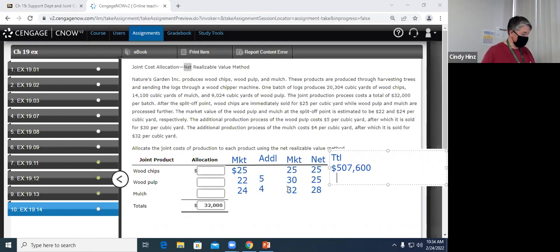So wood pulp, we have 14,100 cubic yards of, let me just clear my calculator. We'll do the wood pulp. I'm sorry, they have them in the opposite order. So let's go to wood pulp next because that's what's next in our table. 9,024 cubic yards of wood pulp in line 3. And our net realizable value after the extra processing is $25. So that's a total of $225,600.